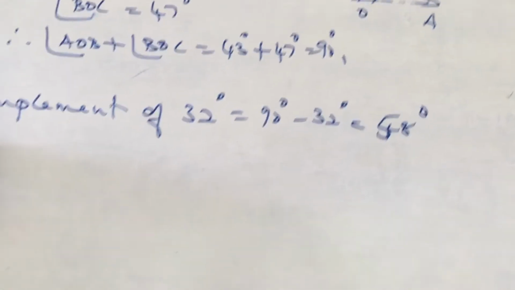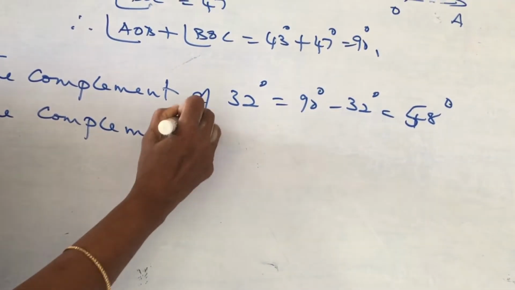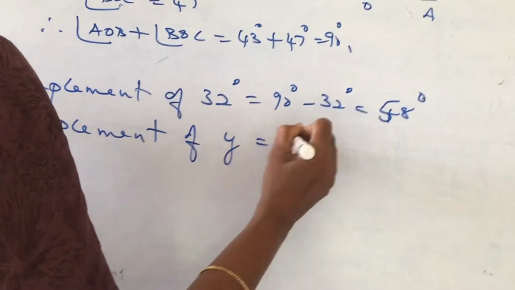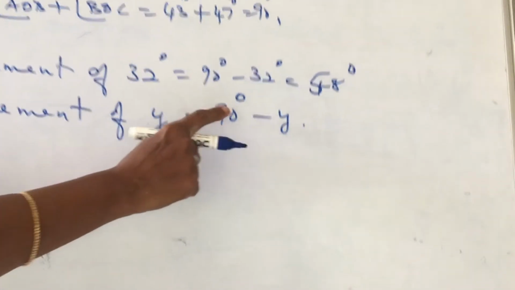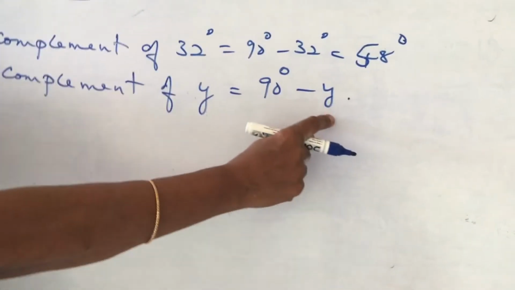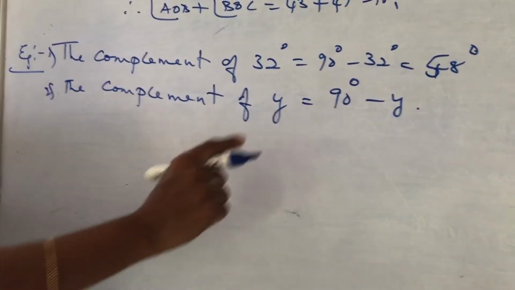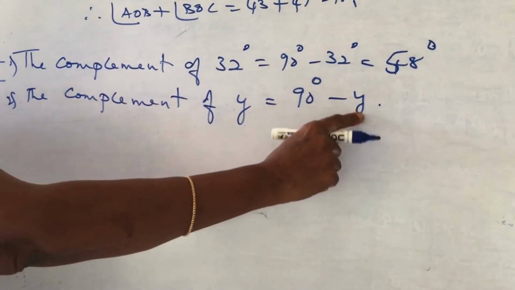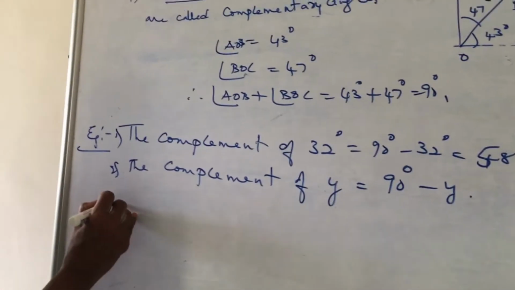The complement of y is equal to 90 degrees minus y. 90 degrees is a numerical number, y is a variable, you cannot write 89y. There is a common mistake made by children. 90 is a number, y is a variable, the complement of y is 90 minus y.